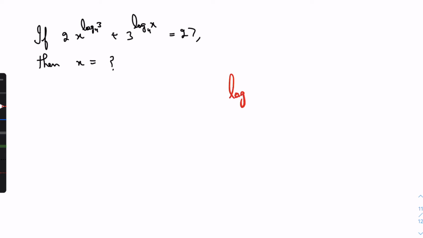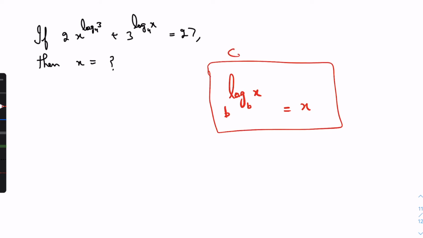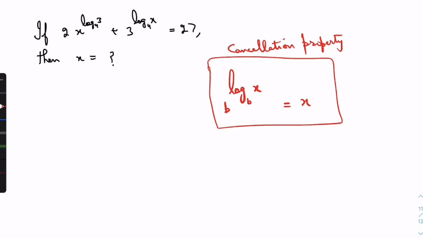So if you remember, one thing we discussed was that if I have log of x base b and I have b raised to power this whole thing, then these two things cancel out each other and we are just left with x. I think we call this cancellation property. And this happens just because logarithm is an inverse function of exponential function. So whenever the bases match, then these functions which are inverse of each other cancel out the effect. So that's why it's called cancellation property.